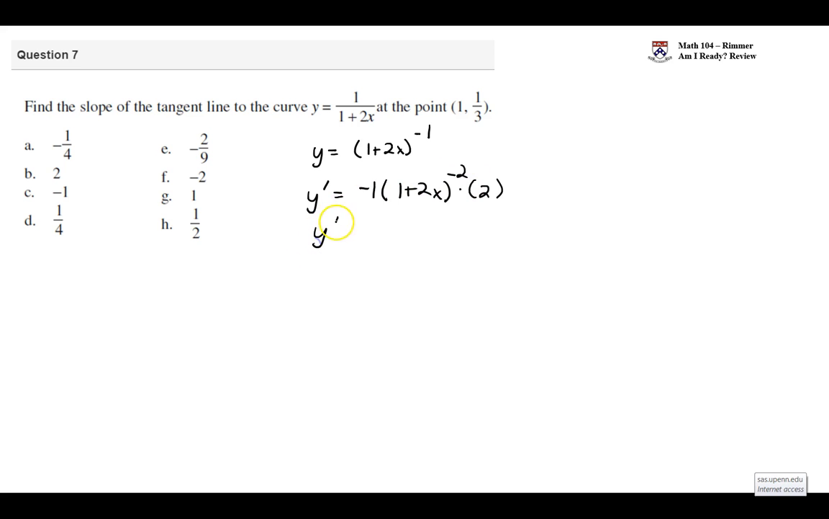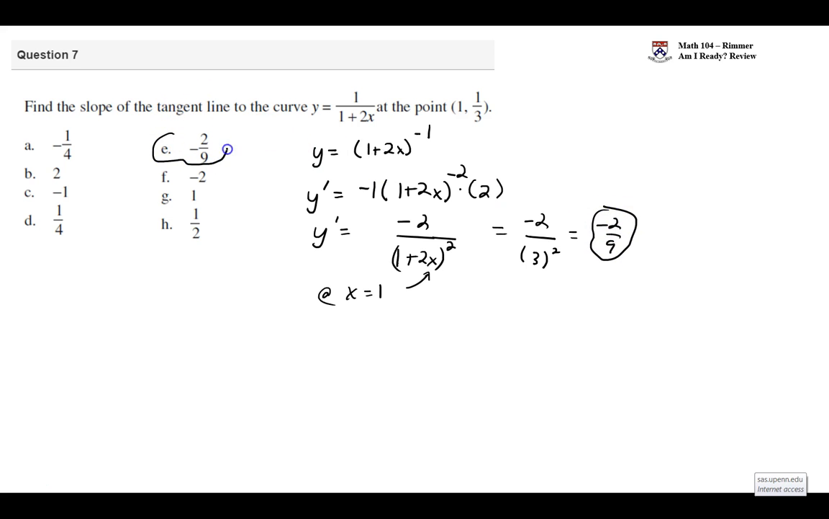And if we can, we want to be able to put it back in the form of positive exponents when it's time to evaluate. Negative exponent is good for taking the derivative and taking the antiderivative, but when it's time to evaluate, it's better to have positive exponents. And so they want this when x is equal to 1. And so we just plug it in. And we'll have a -2 on top of 3 squared. So -2/9 is the answer to that question.